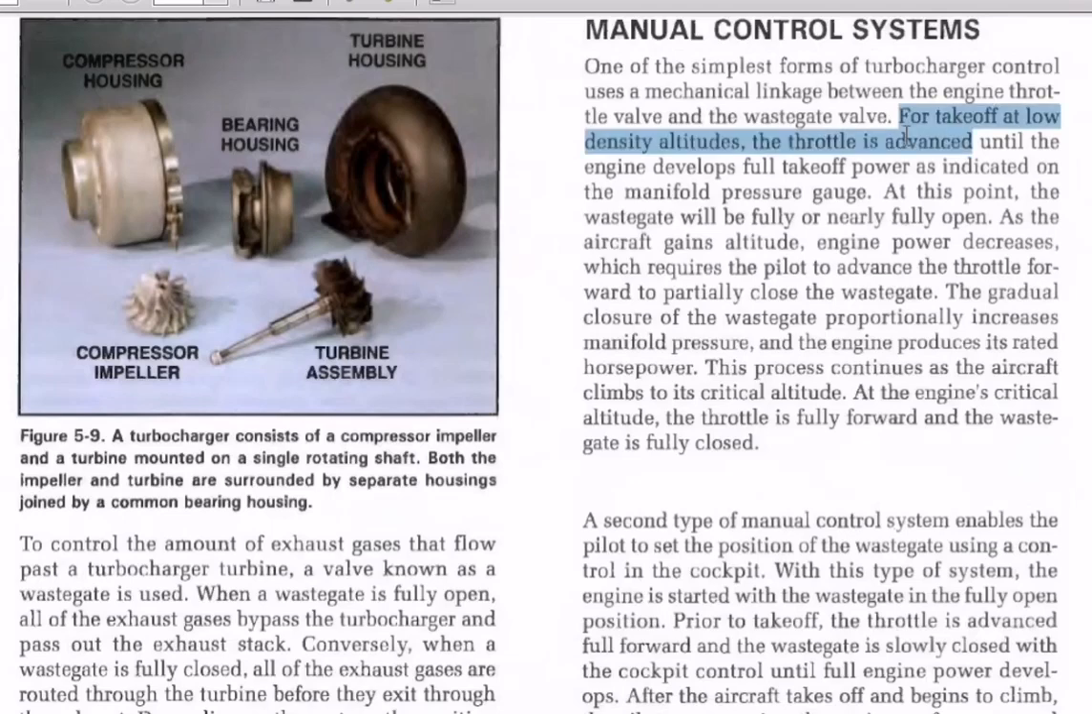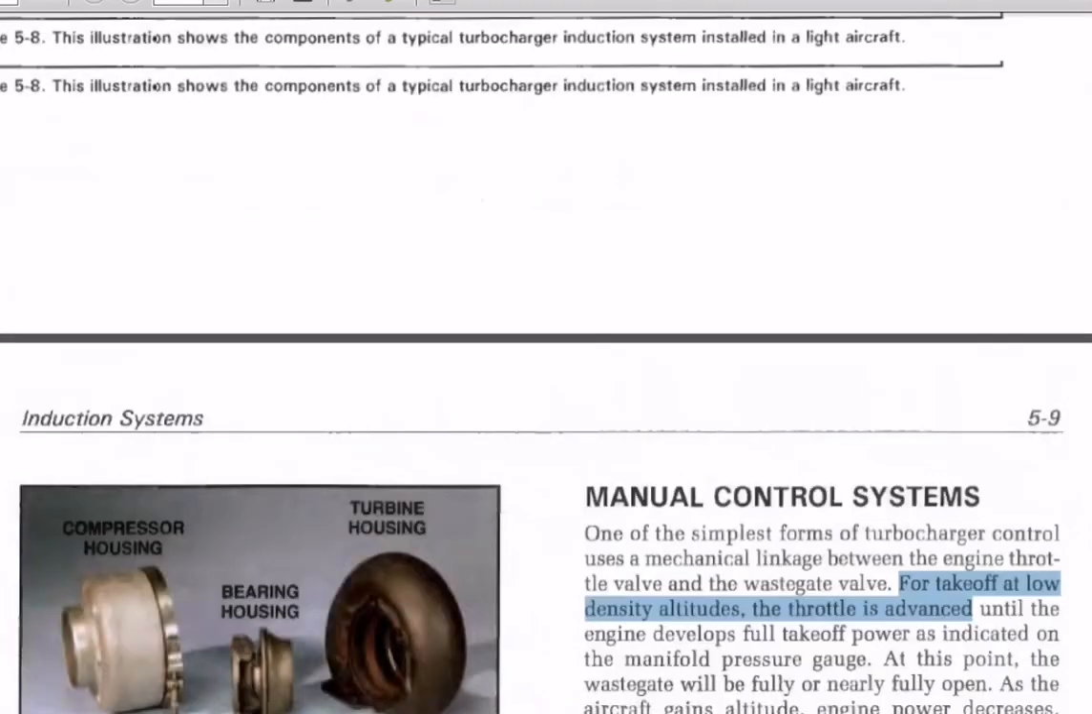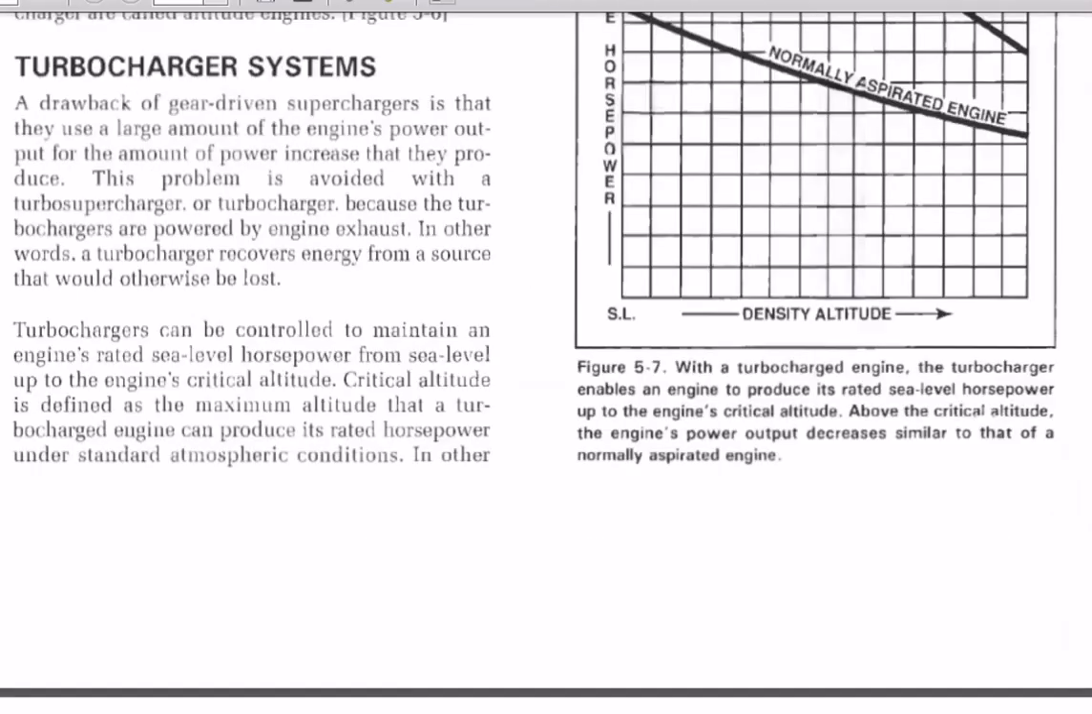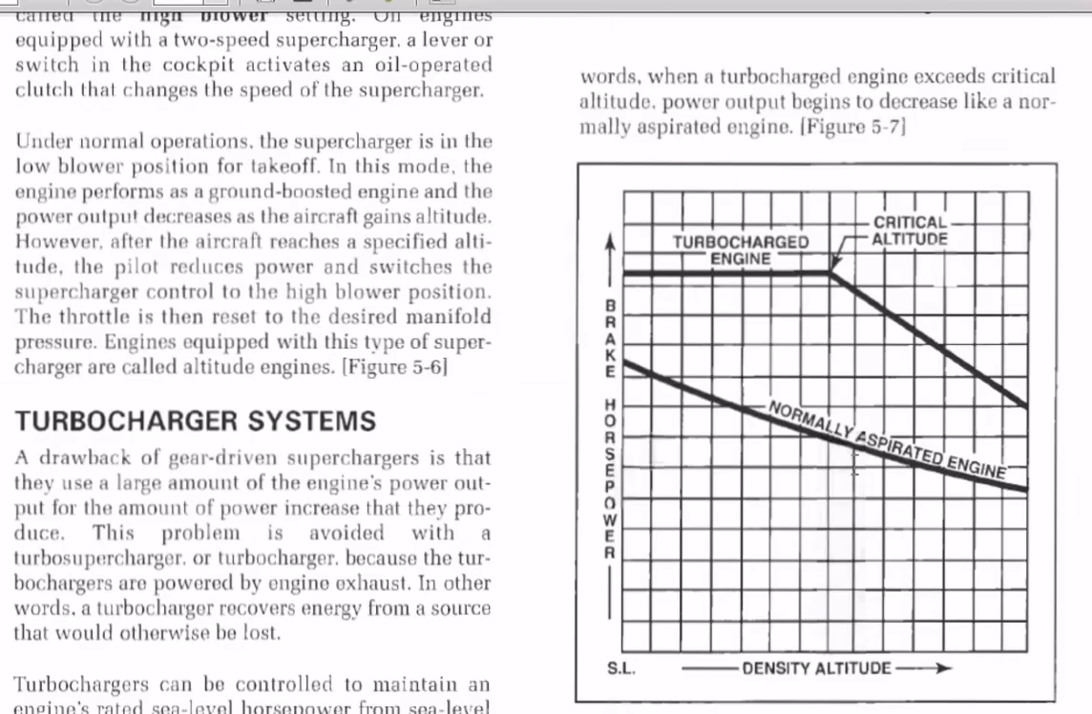for takeoff at low density altitude. And low density altitude means it is at low altitude. It is confusing, because when we talk about density altitude, it is talking about altitude, not the density. So the lower the altitude, the lower the density altitude, means the density is very high. As you climb in altitude, then your density will become lower.